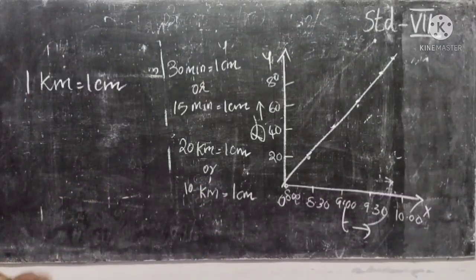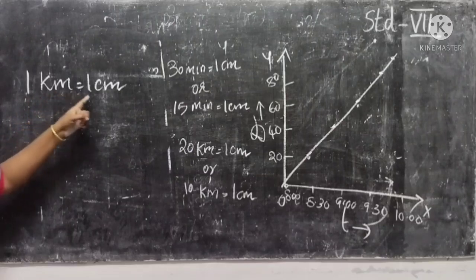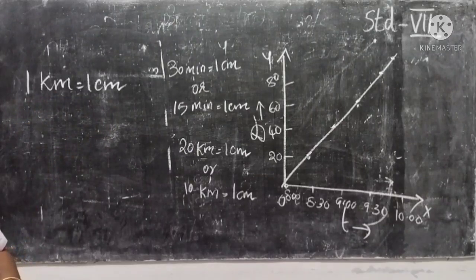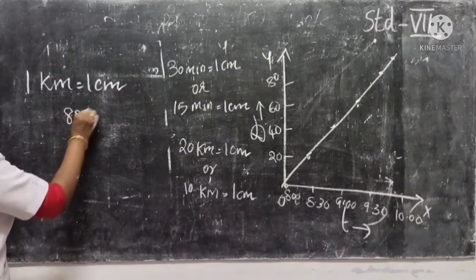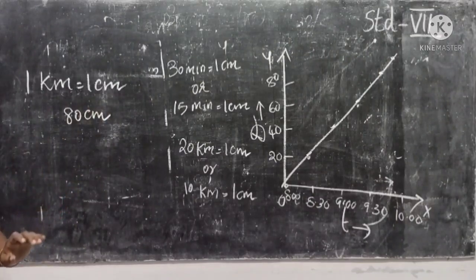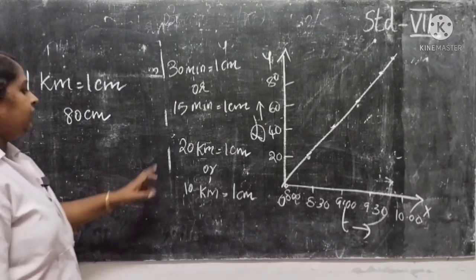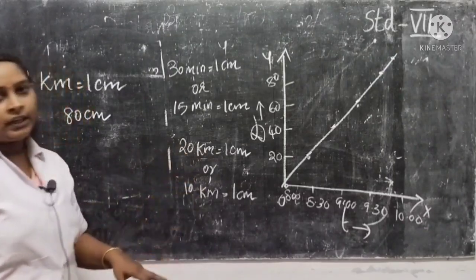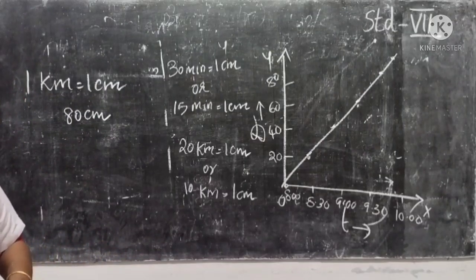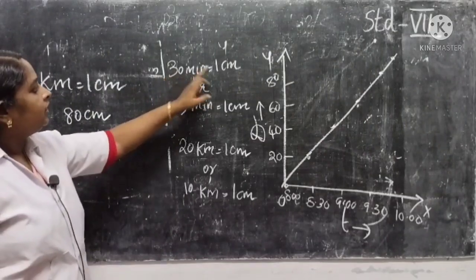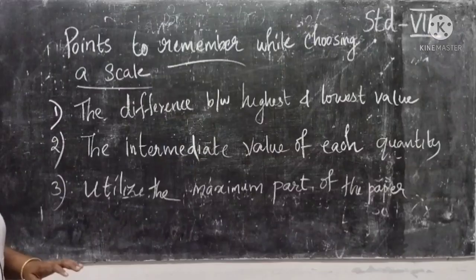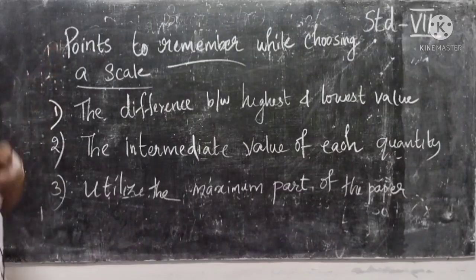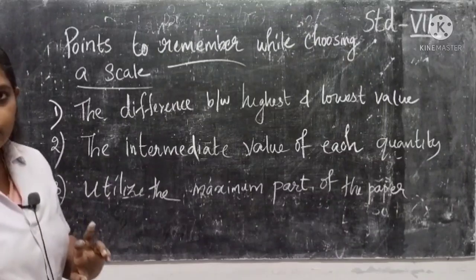In this graph, if we take 1 kilometer equal to 1 centimeter as the scale, we shall have to draw an axis of 80 centimeters. So this is not possible on a sheet of graph paper. So we take 20 kilometers or 10 kilometers as 1 centimeter, and the time as 30 minutes or 15 minutes as 1 centimeter.